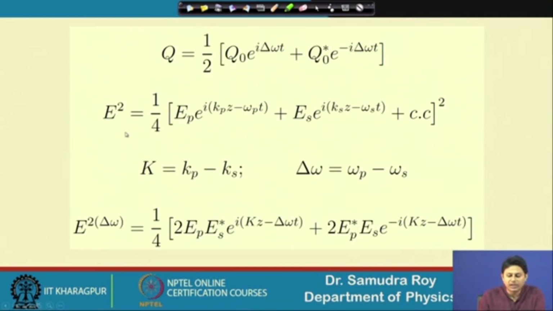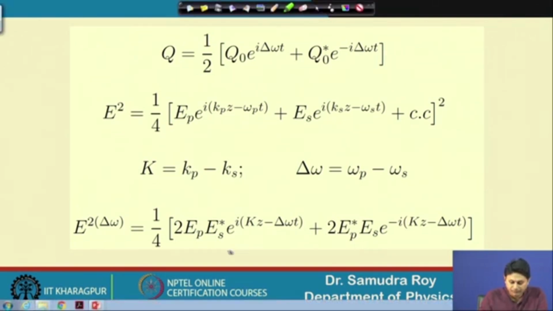When you calculate E square, we take out only those terms which vibrate at frequency delta omega. The component of E square with delta omega frequency is this one. So how will we get this frequency delta omega? Omega p minus omega s, it is simple. Omega p minus omega s means this has to be omega p, and omega s is negative. So that means we should have a star of this quantity, which is the complex conjugate.